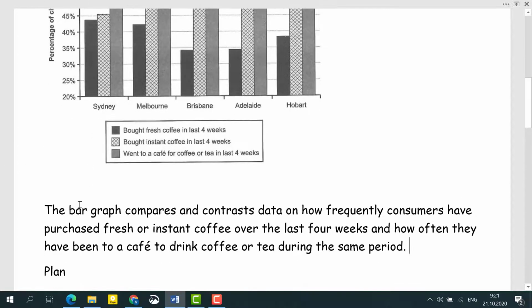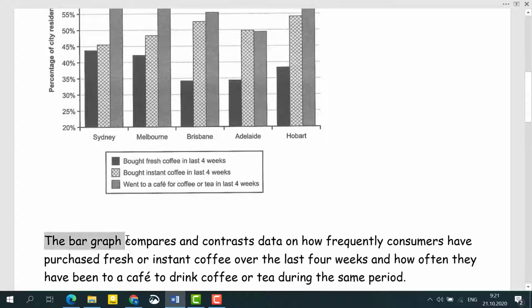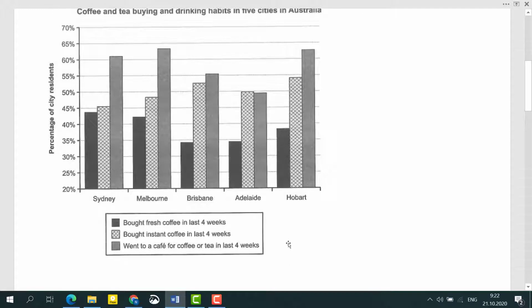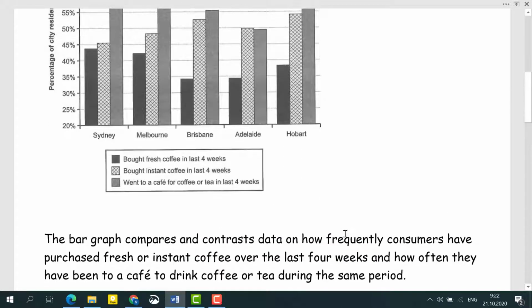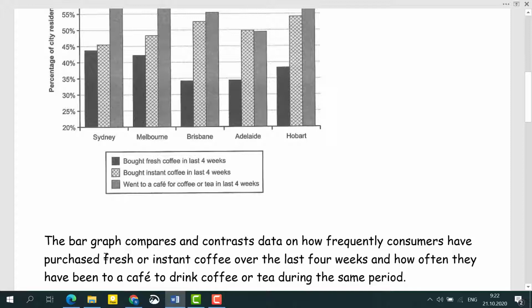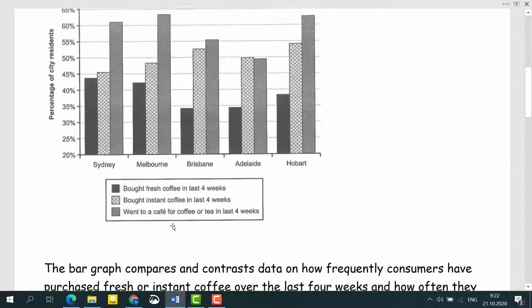So first of all, we need to say that the bar graph, so be very specific. So you have to indicate the bar graph, the line graph, the table, okay? Compares here means we are talking about similar features. Contrast means we're talking about something different. On how frequently, okay, so we're talking about the percentages. So on how frequently consumers have purchased fresh or instant coffee over the last 4 weeks.